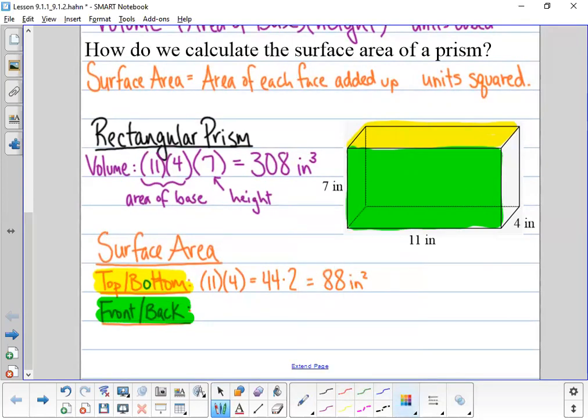Okay, so this time my length and my width are 11 and 7. So the area of one of them would be 11 times 7, or 77. And since we've got 2, we've got the front and the back, we're going to multiply that by 2. And that will give me 154 square inches.